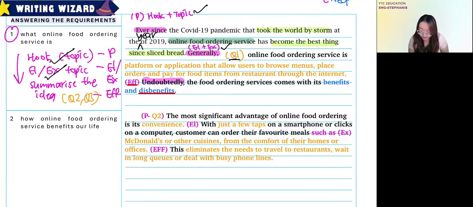We talk about benefits and disadvantages, which means pros and cons, advantages and disadvantages. All right, the good and bad, same thing. We move on to our second paragraph. Significance means the most important or the most obvious. Advantage of online food ordering service. Here, I don't think there are any words that are very hard. Perhaps eliminate, try to use words like this instead of just reduce.